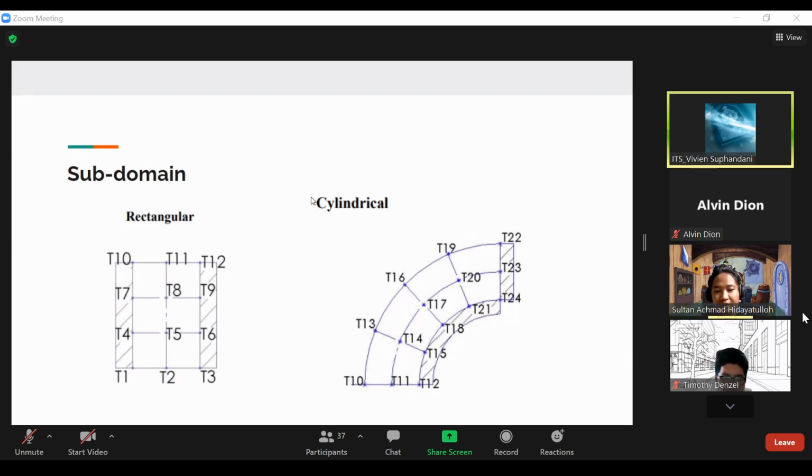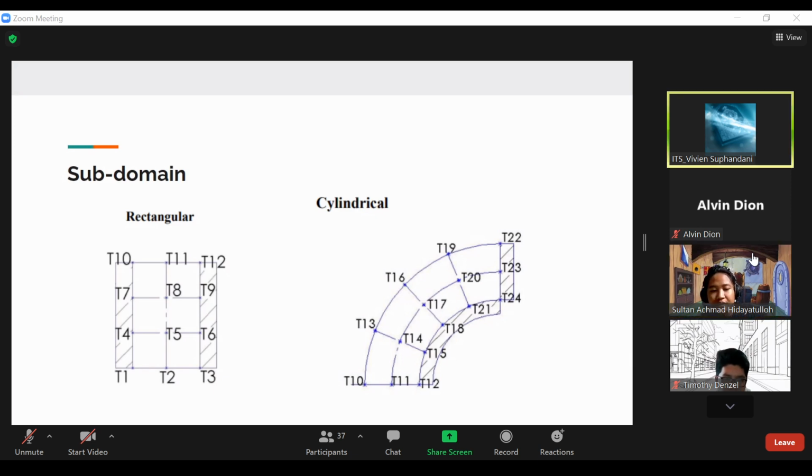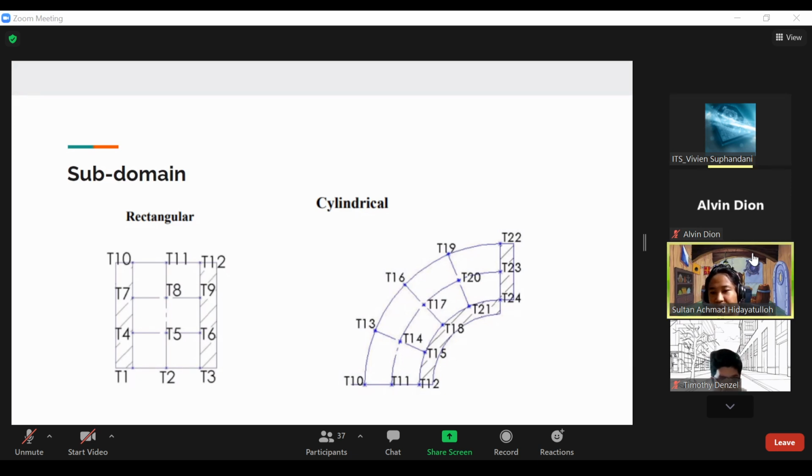So from the theory, we know that the Q flux in the rectangular and the cylindrical one at the same node is exactly the same, right, ma'am? So we can substitute the Q flux from the rectangular into the Q flux in the cylindrical. So the heat flux will be eliminated and the equation is fully a function of temperature, ma'am.